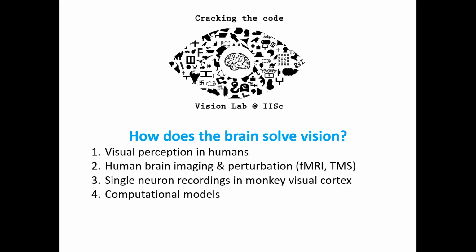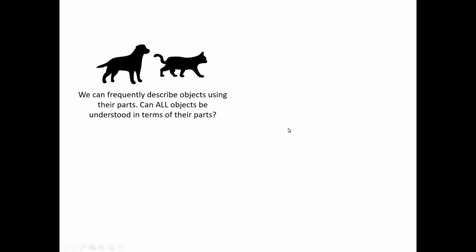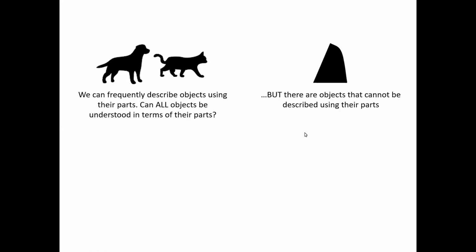Let's start with this common observation that we see here, which is that we can frequently describe objects using their parts. And the question then arises, can we understand all objects in terms of their parts? Immediately you can start imagining a few exceptions. For example, there are objects that cannot be described using their parts. This object looks fairly holistic. You won't necessarily be able to break it into parts. And there's also this logical issue: what do you even mean by a part?